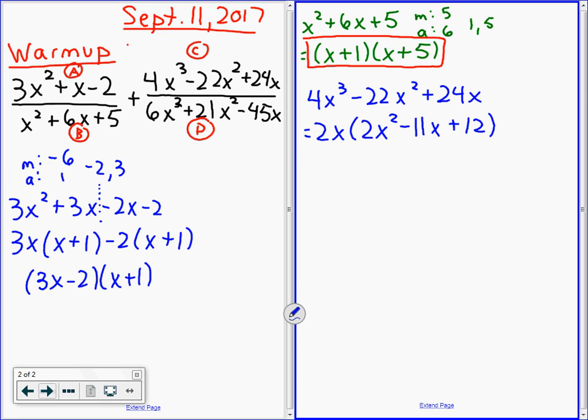Okay, Jake, you're not done yet. What's my M and my A for that inside the brackets, please? Your M will be 24, your add would be 34. Okay, so what are the two numbers that multiply to 24 and add to negative 11? You're still not done yet. Negative 8 and negative 3. Very good.